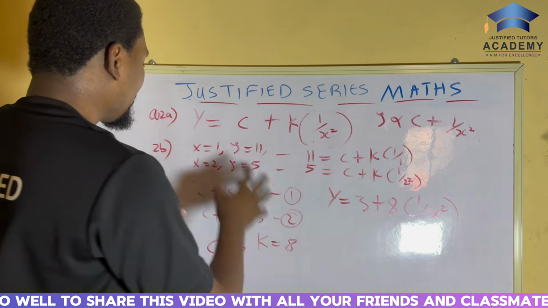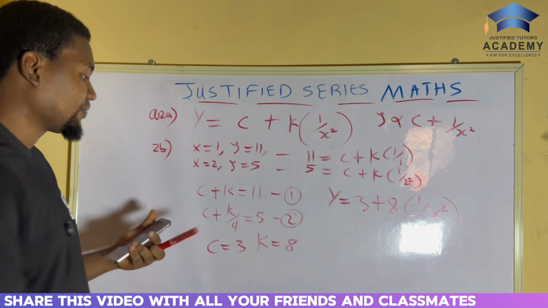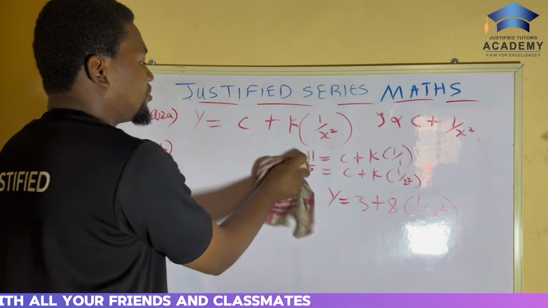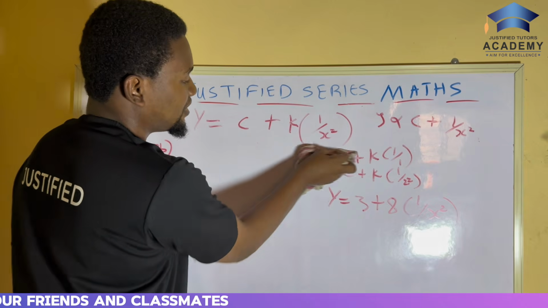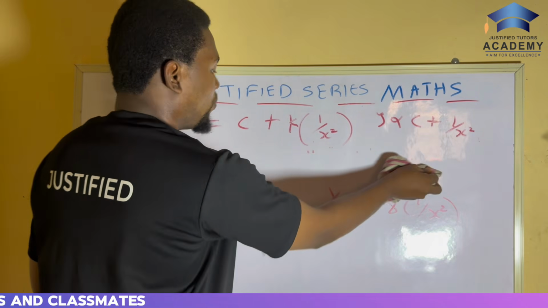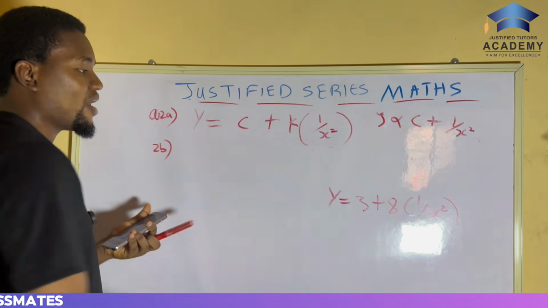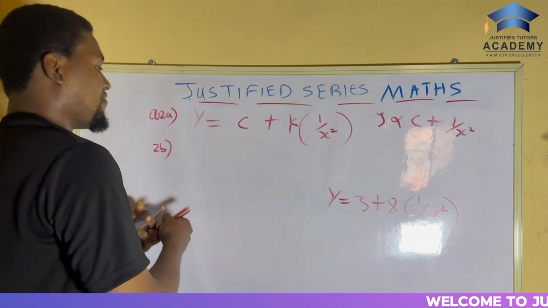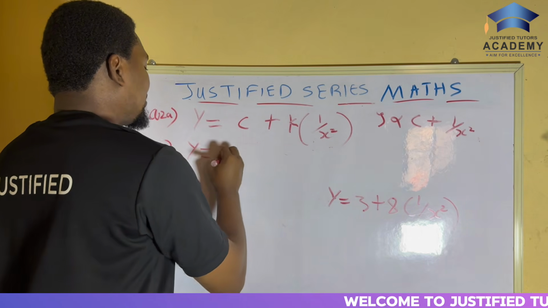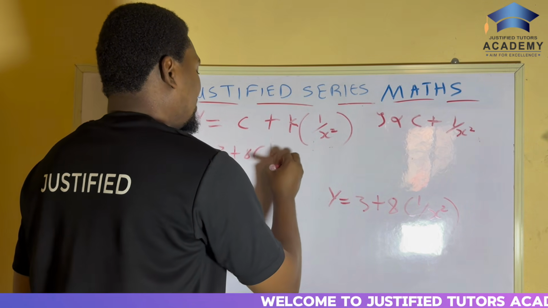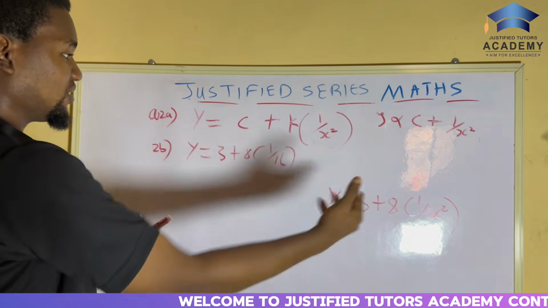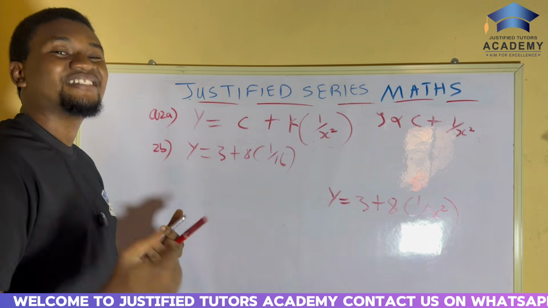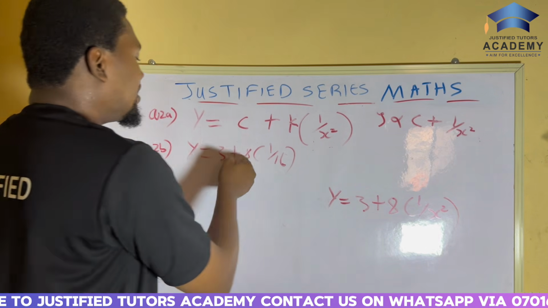That is it. But now question 2bii says we should find the value of y when x is 4. I'll clean this off. So when x is 4, that is, if we have 4 squared here, we should find y. Very simple. y is equal to 3 plus 8 times 1 over 16, because 4 squared is 16. So 8 here 1, 8 here 2, because 8 times 2 is 16.